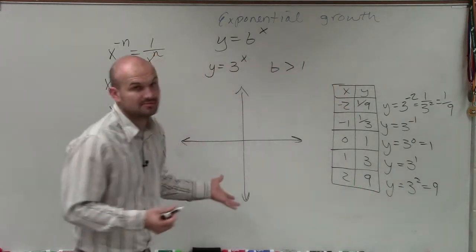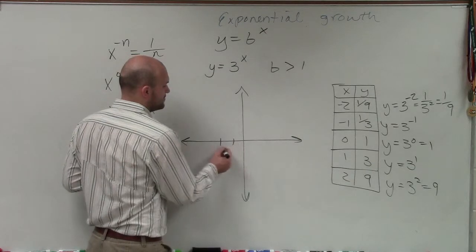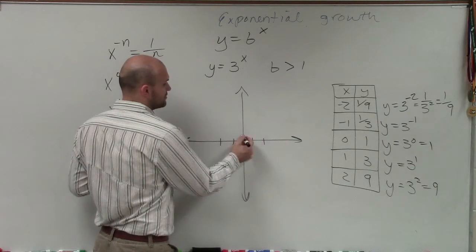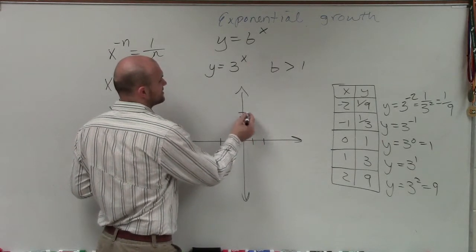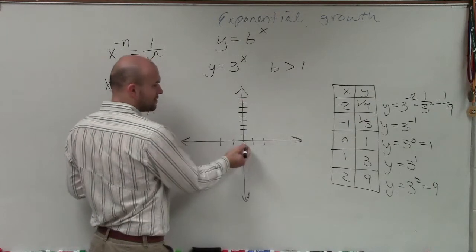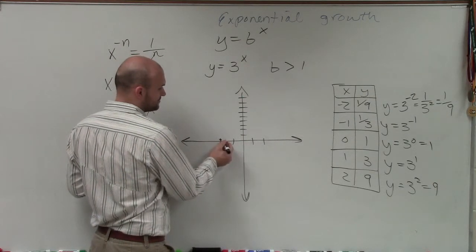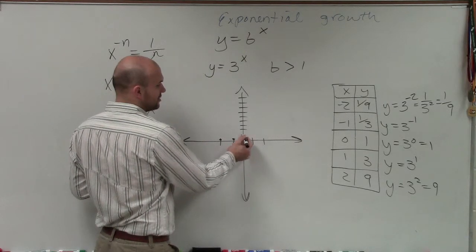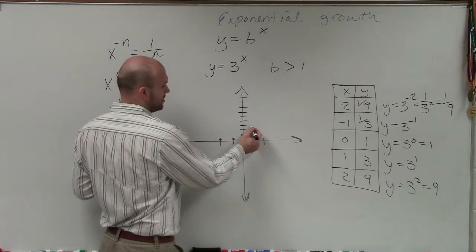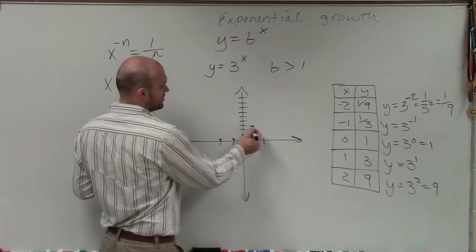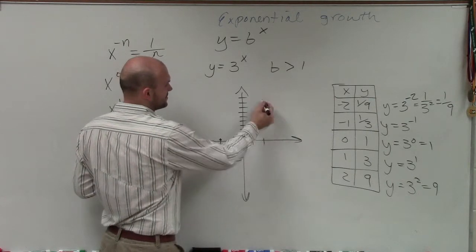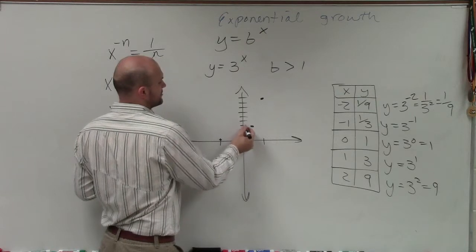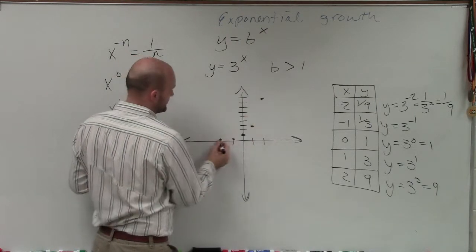All right, so now I'm just going to simply plot these points. So I have -2, and I go up to 1, 2, 3, 4, 5, 6, 7, 8, 9. So at -2, I'm up to 1/9. At -1, I'm up to 1/3. At 0, I'm at 1. At 1, I'm up to 3. And at 2, I'm all the way up to 9.